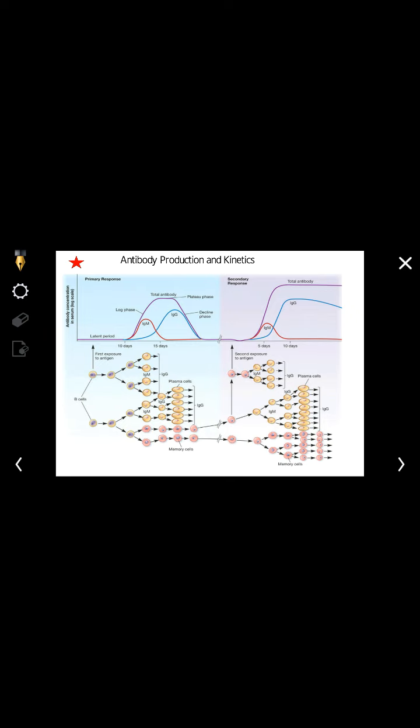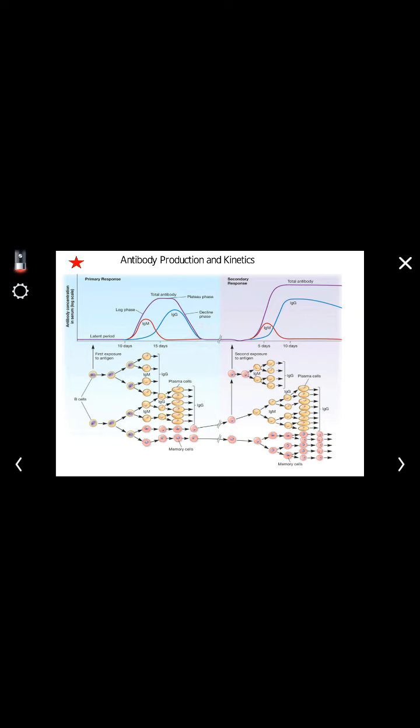So here we have antibody production kinetics. In the primary response, you have your latent period, your log phase, your total antibody plateau phase, and decline phase. You'll have your latent period, your IgM, and then it dies off quick. Then you have a really long latent period for IgG, and it comes up and dies off later.